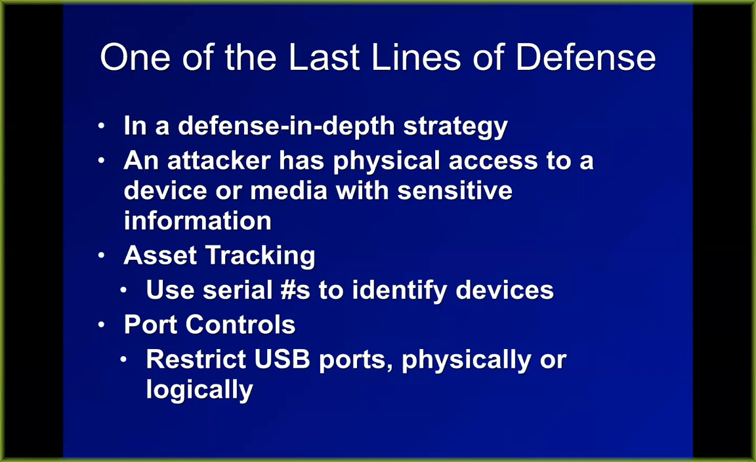So to keep people from getting physical access to a device or medium with sensitive information, you can track your assets with serial numbers so you know how many devices there are and you know if they're missing. You can limit USB ports. You can just glue them shut, or you can push out a group policy that disables the USB ports, or that makes it so USB ports will only work for official authorized devices that have a signature on the USB stick.